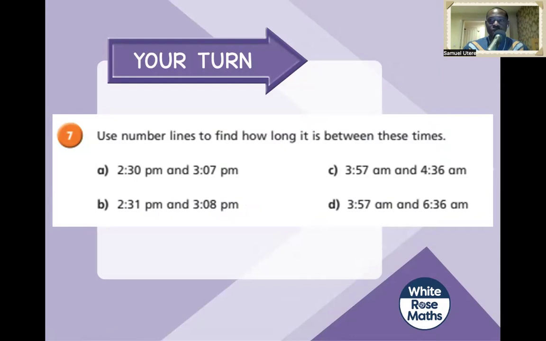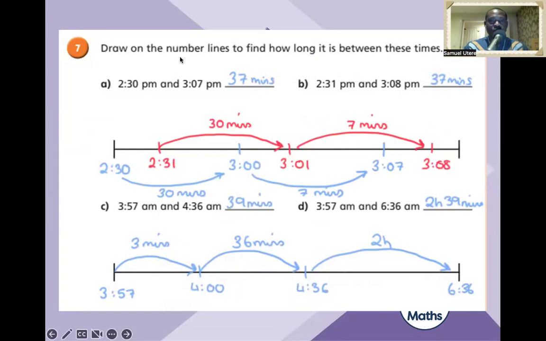I'm sure you've paused the video and you've worked really hard on these. Here are the answers. Celebrate your success. So you draw on the number lines to find how long it is between these times. So we know that 2:30 to 3:07 is 37 minutes. So we can start to put our number line. By now, you should know how to draw your number line using your times, your timeline. And then we distribute the times in between. And that's the other one there. So these are the answers.